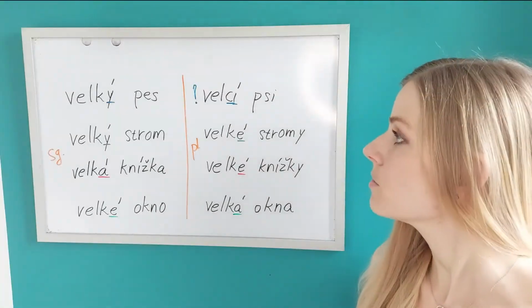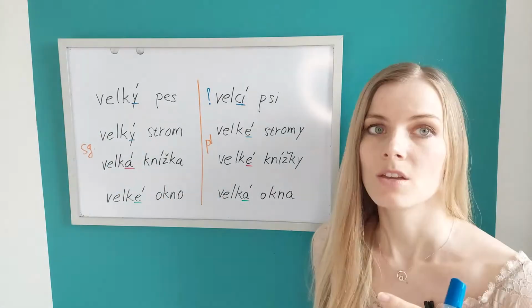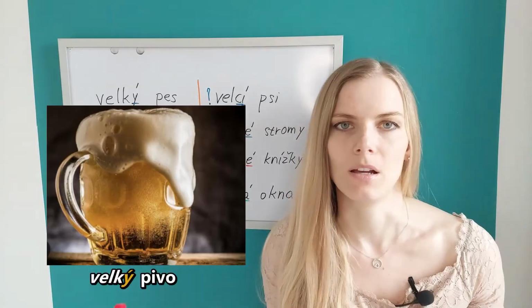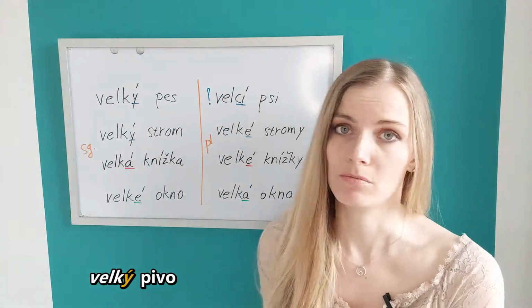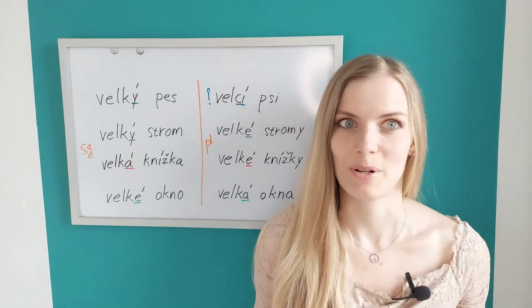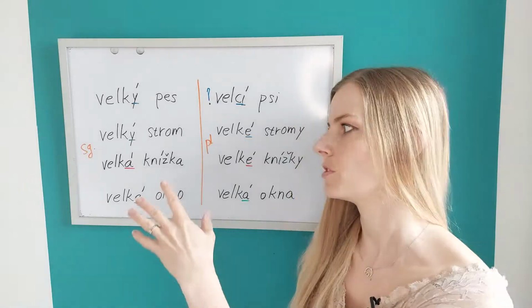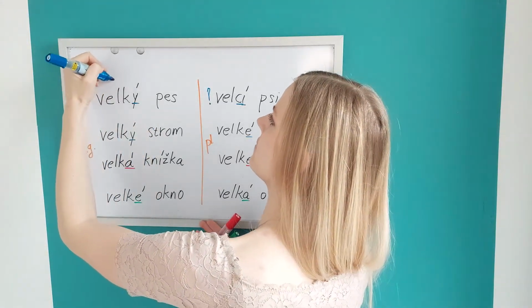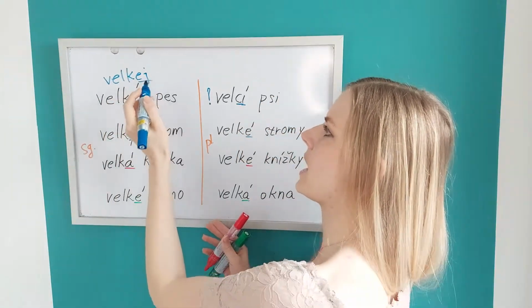Now, how does that change? It only affects some forms. You've probably heard someone order velký pivo, large beer. We don't say velké pivo because it would sound too proper, unless that's your goal. You want to sound proper. So that's one of the changes. But also here, instead of velký, we say velké. Velké. So Y changes to A.